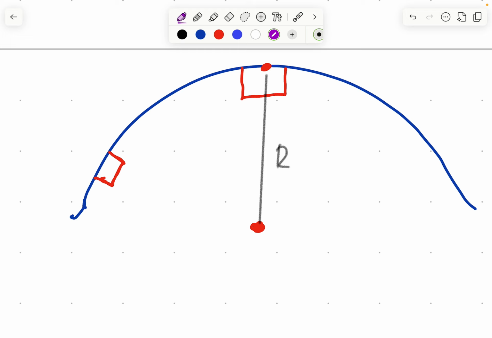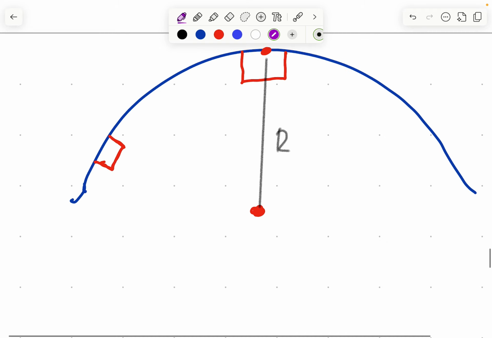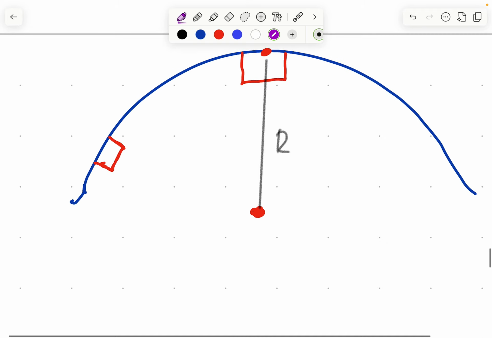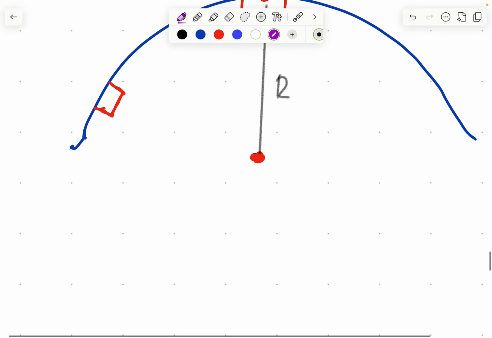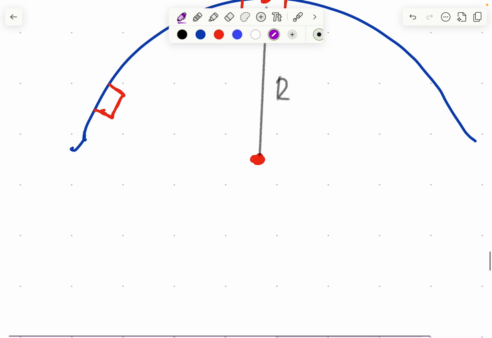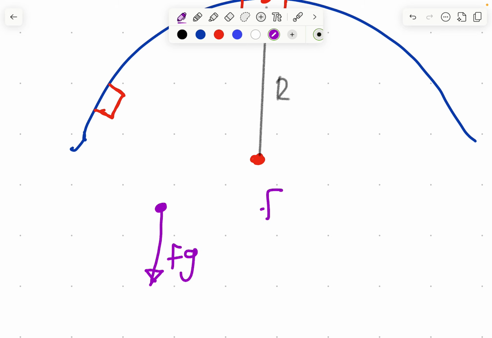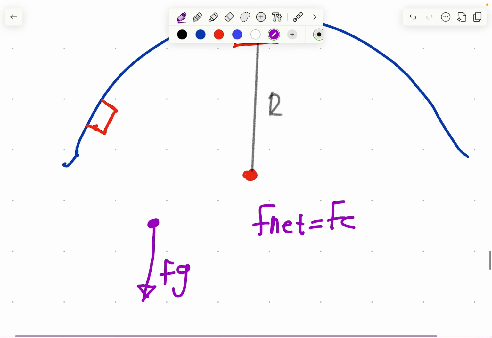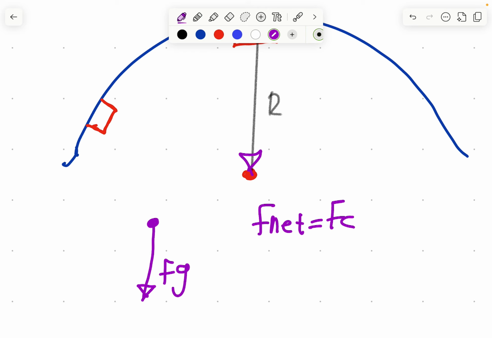So they ask you to calculate the minimum velocity that will not make that roller coaster fall. You are going to draw a free body diagram there. You know you have Fg only there, Fg acting downwards. And you know F net equals to centripetal force. The only force that is going to the origin is Fg alone. Meaning I'm going to have mg equals to mv squared divided by the radius.